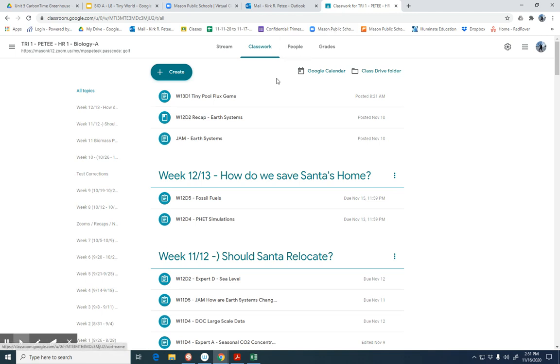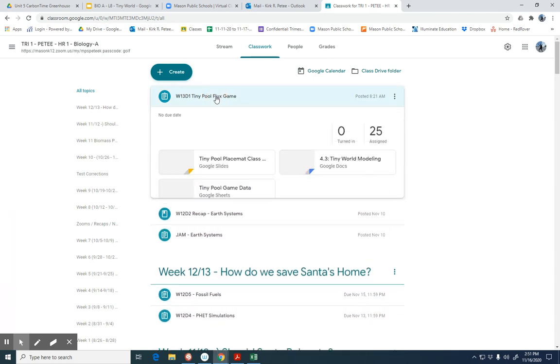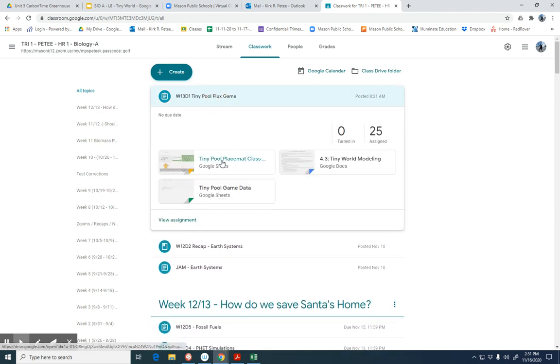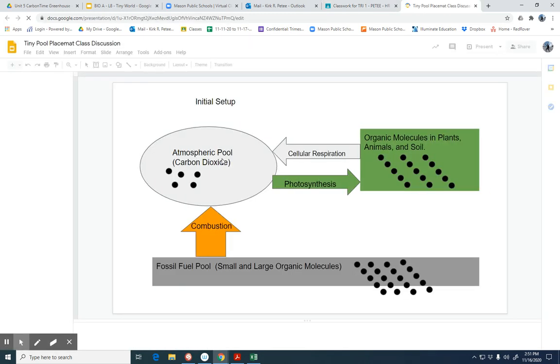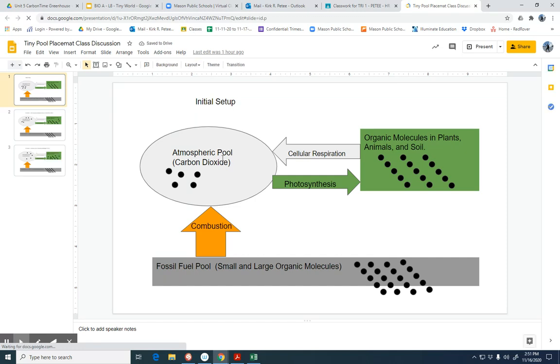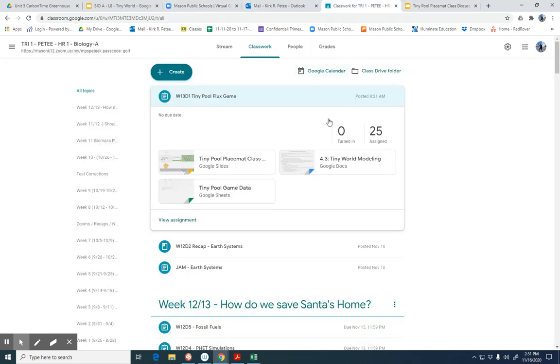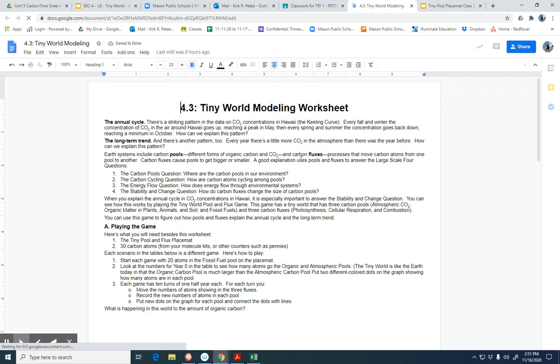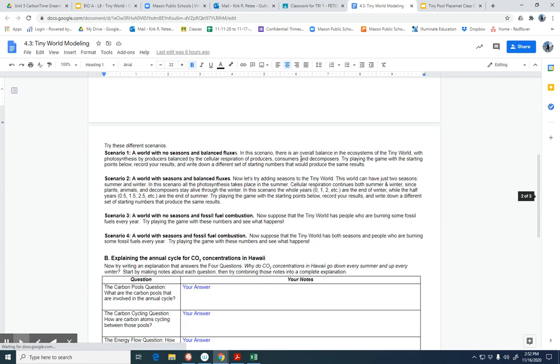We look at the Tiny Flux pool game, which is located in Google Class under today, week 13, day 1. We have a couple different tasks. The first thing to do is to set up your tiny pool placemat, which we worked on and getting those prepped. You'll find this in your Google Class, and the instructions for this are also in Google Class. You have an instruction sheet here, which tells you how to set up your placemat, and it also gives you your different scenarios.